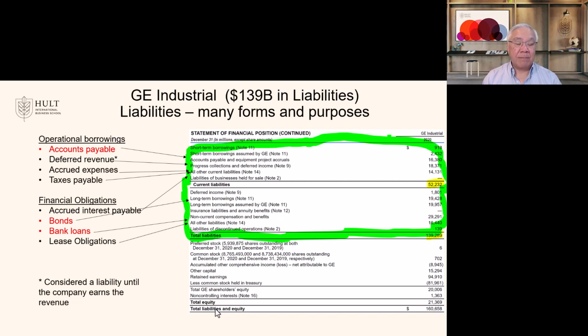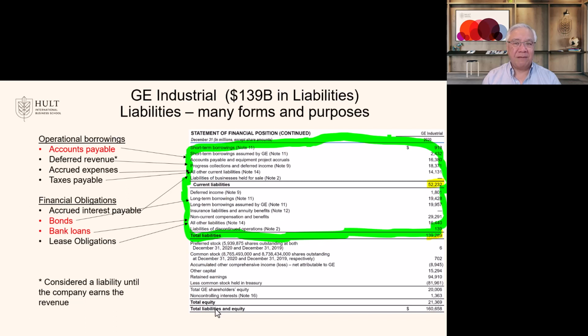And financial obligations are monies we owe to other financial sources. It's different from money we owe to a vendor, or an employee, or a taxing authority. This is money we owe because we borrowed money, right? We have accrued interest payable, which is money we owe to the bank or bondholders for the pleasure of using their money. There are bonds, which are long-term.